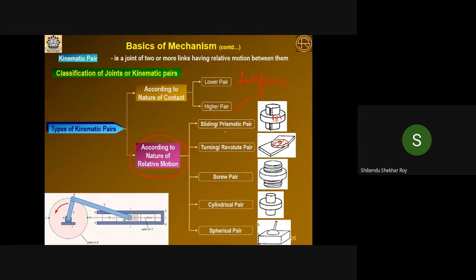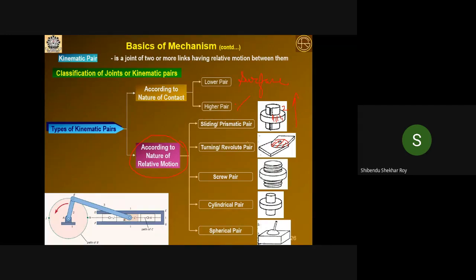Here I have shown. It may be the prismatic or sliding pair, turning or revolute pair, screw pair, cylindrical pair, and spherical pair. Now your sliding or prismatic pair name itself says this particular, they are the 2 links. Say link number 1 and this is the link number 2. Now link number 2 will translate like this with respect to link number 1. With respect to the link number 1, link number 2 will translate. So that is why it is called slide, translator slide. That is why it is called sliding pair or prismatic pair.